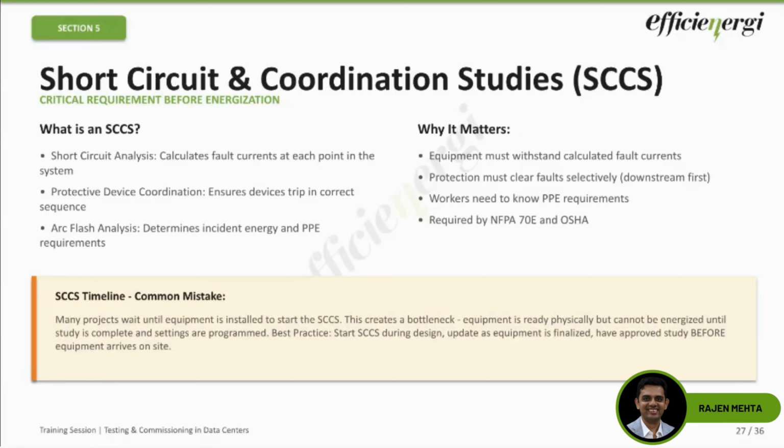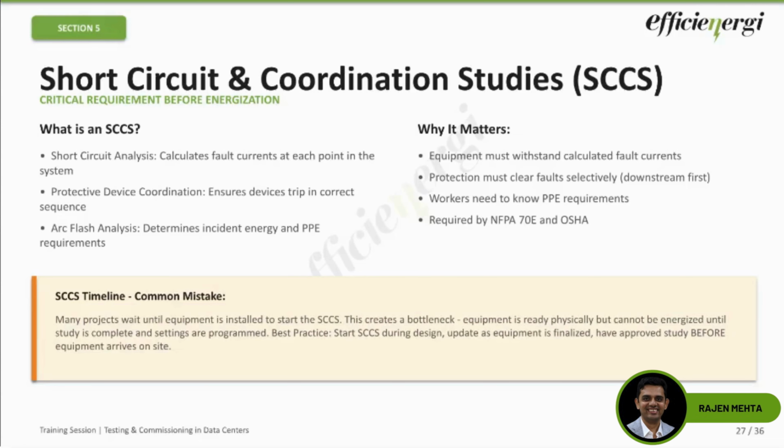That is not possible because your designs are evolving, your equipment ratings are changing. Your breaker makes and models are changing when they come to site as opposed to what they were during the design stage. So you need to go through multiple iterations and those need to be factored in during the initial stage itself, when you are finalizing the SCCS study with whichever vendor you are going to be conducting.